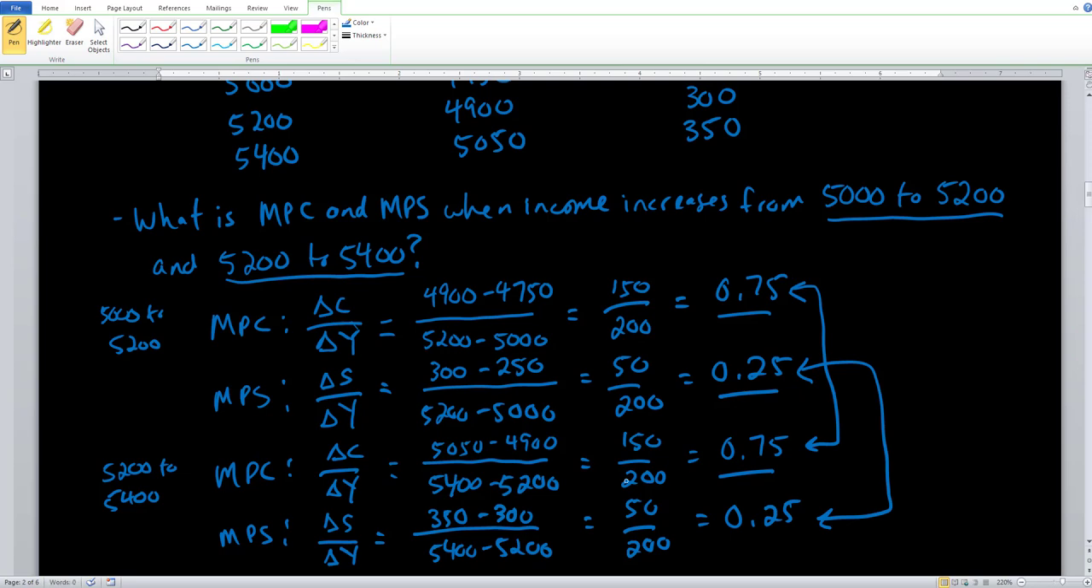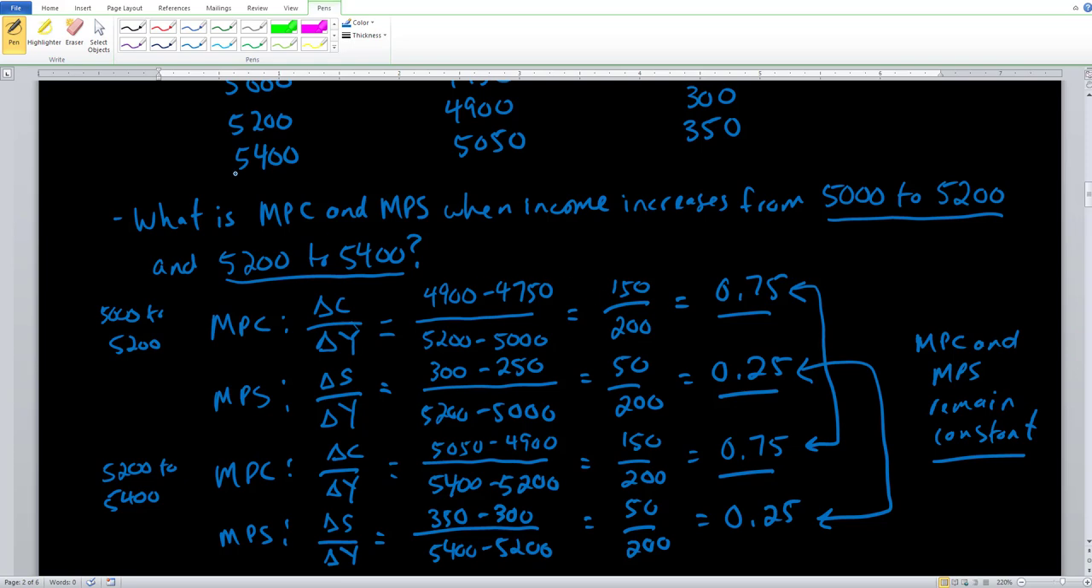So what do we notice about this? We notice that these marginal measures are never going to change when we have a set of numbers right here. So essentially, MPC and MPS remain constant. So compared to before with the average measures, remember the average propensity to consume, average propensity to save, all changed as income changed. But here we notice that MPC and MPS remain exactly the same. They have the same exact ratio no matter what.